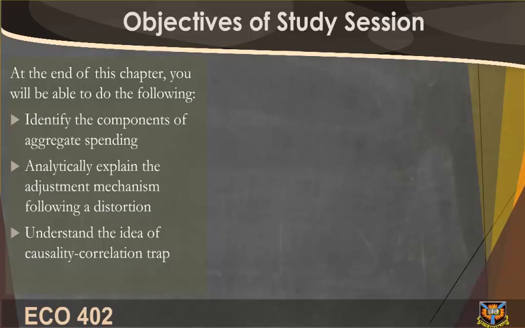Objectives of study section. At the end of this chapter, you will be able to do the following. Identify the components of aggregate spending. Analytically explain the adjustment mechanism following a distortion. Understand the idea of the causality correlation trap.